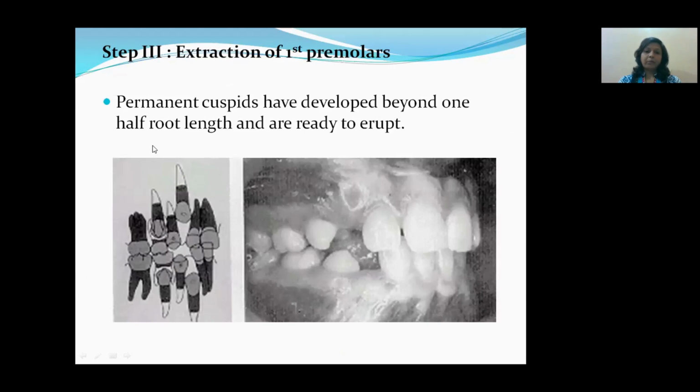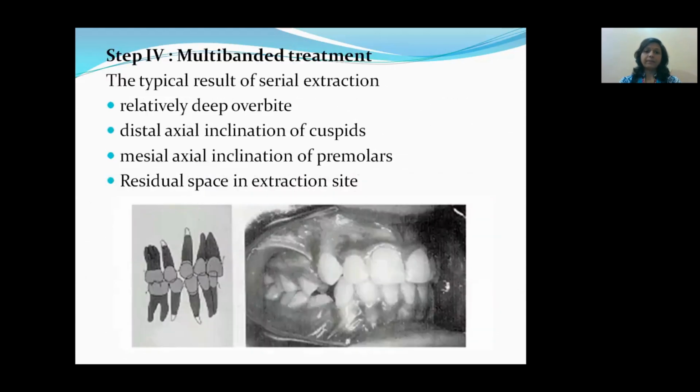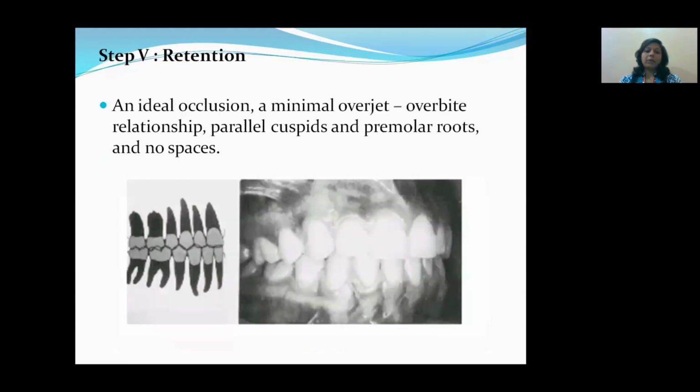Permanent cuspids have developed beyond 1/2 root length and are ready to erupt. The first premolar should be extracted, and this will facilitate the canine to erupt in the place of the first premolar. So the typical result of serial extraction in this group will be relatively deep overbite, distal axial inclination of cuspids, mesial axial inclination of premolars, and residual space in the extraction site that can be corrected by the multibanded treatment later on. An ideal occlusion, a minimal overjet overbite relationship, parallel cuspid and premolar roots with no spaces will be achieved after the final fixed orthodontic treatment that we can see here.